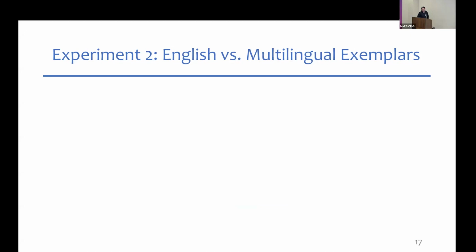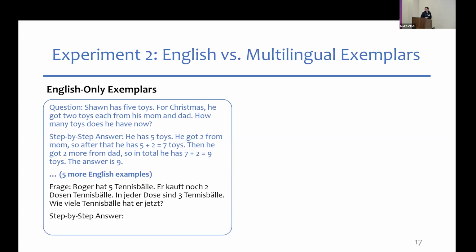And the second experiment is focusing on English versus multilingual exemplars. So now we're doing few-shot exemplars as the prompt. So the English-only exemplars would be showing an English question, English steps as the answer, and 5 more English examples in the same format. And now we are interested in answering a question that is not in English, or that has no existing example solution available.